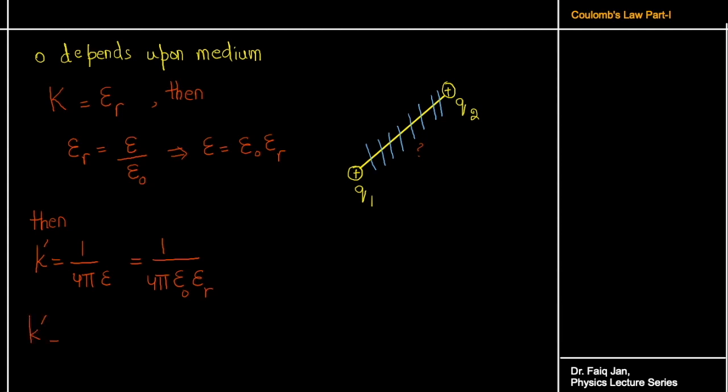Separate 1 over epsilon r from the 1 over 4 pi epsilon naught. So we can write the above equation as, now the term in the parentheses is the electrostatic constant when there is vacuum between the charges. So we can write K prime is 1 over epsilon r into K. This is equation number 4.